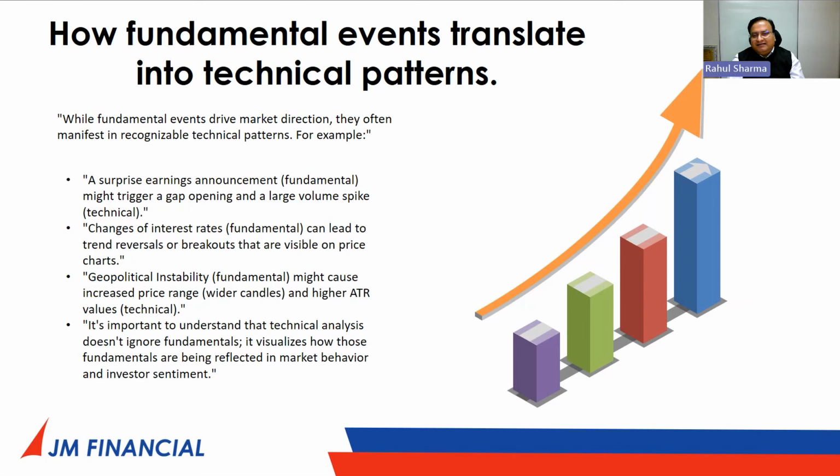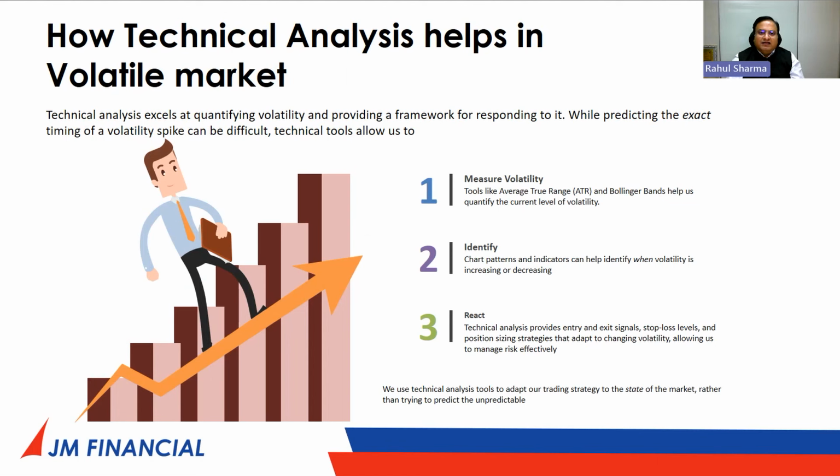Now, how does technical analysis help in a volatile market? Technical analysis is something which excels at quantifying volatility and providing a framework. Predicting the exact timing of volatility can be difficult, but if you see these technical factors and these changes happening, you can be sure that volatility is on the rise.